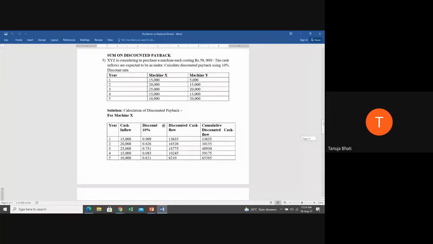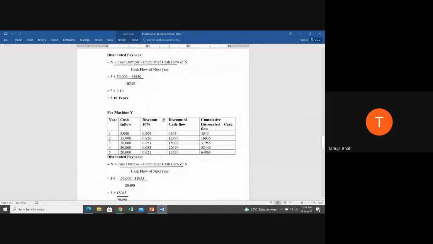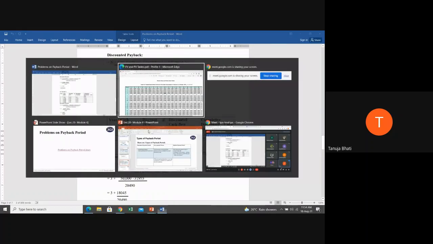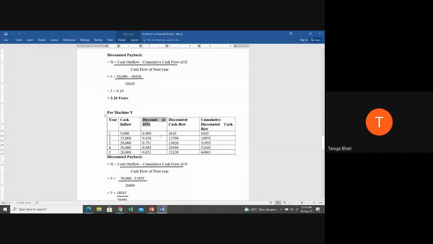So what you have to do for machine Y, as it is, you have to take the cash inflows. Then you have to find out the discount factor at the rate of 10%. Similarly, by using these tables here, you will use table number 3 because discount word is used to find out the present value. Since it is a single cash flow, therefore you're using table number 3. If it was an annuity, you would use table number 4. So you have found out these factors.